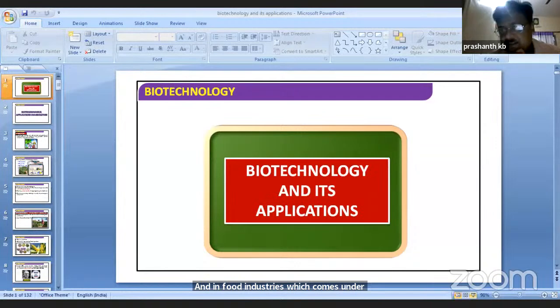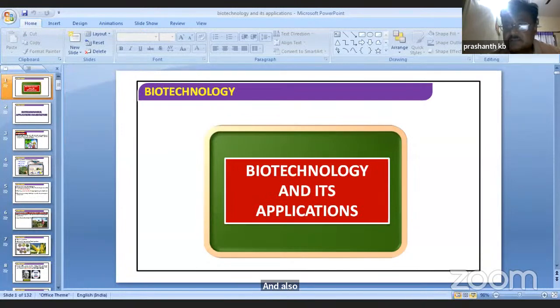And another field is bioremediation, meaning removing these contaminants, soil contaminants. We sometimes call them leachates also. From the mining industries, we get this leaching material. And also in wastewater treatment, we use this biotechnology.